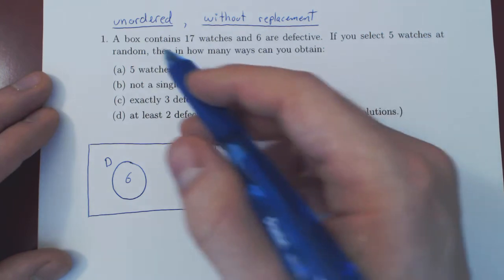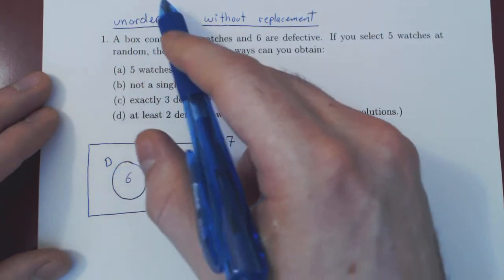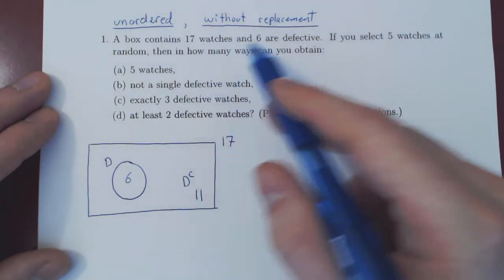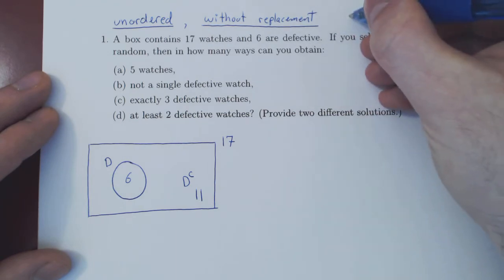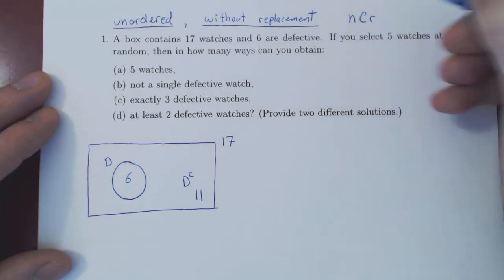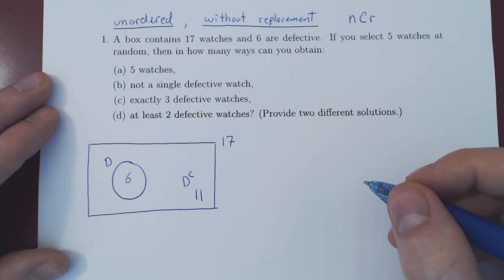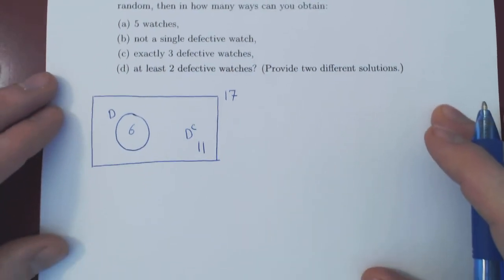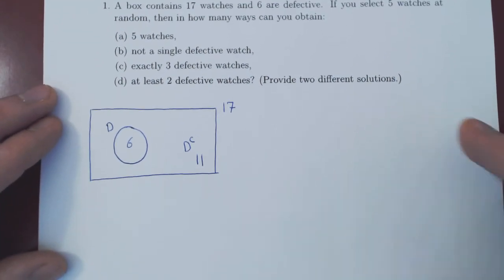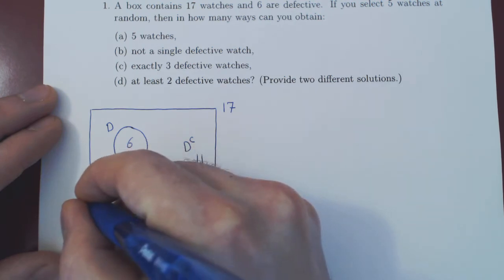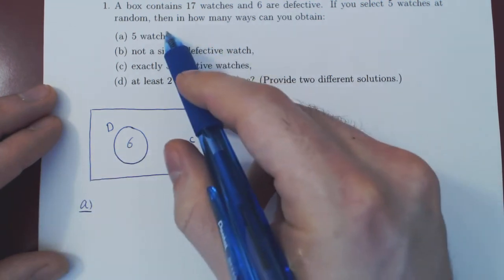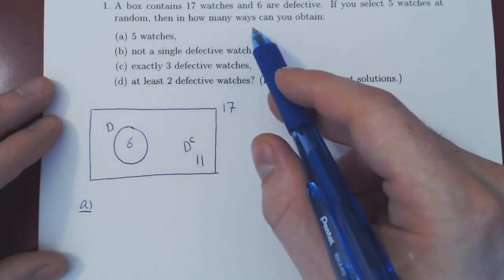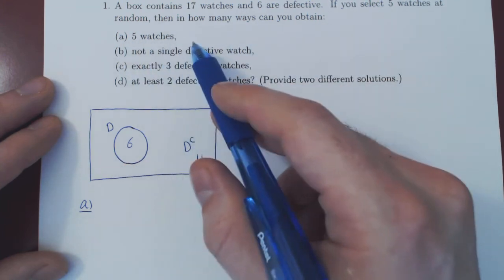Okay, and because, as we've said, it is an unordered selection without replacement, we will obviously use here N choose R. So we were asking in part A, in how many ways can you obtain 5 watches?